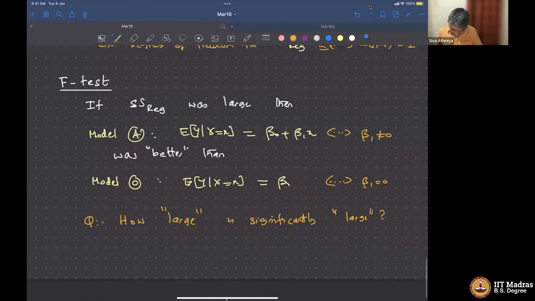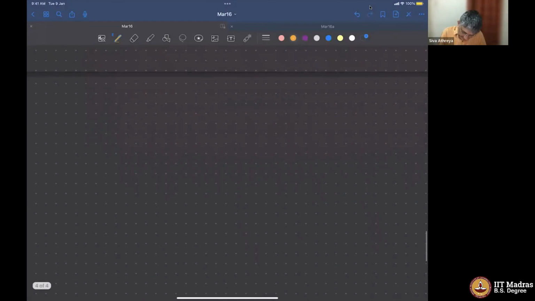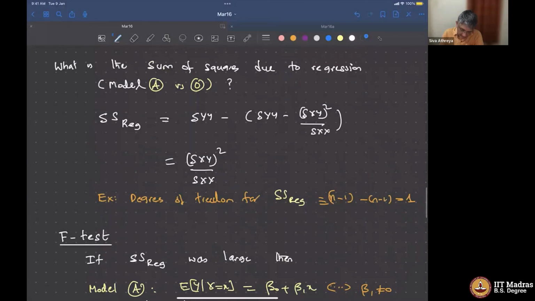It turns out this is something that we'll derive at some leisure at some point, or you may have seen it already before. This quantity turns out to be distributed like an F up to a certain scale. So we'll have to check that, and how it is connected to the F distribution. With that, we can understand when SS reg is large.